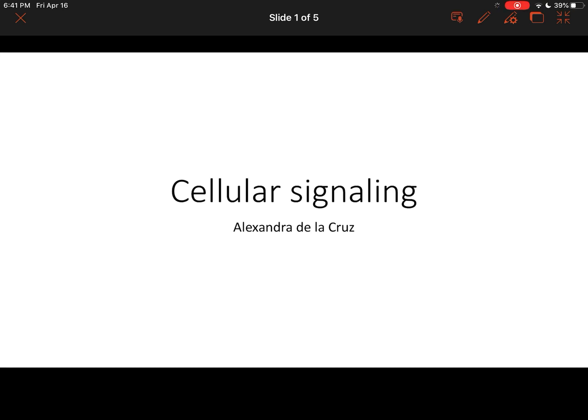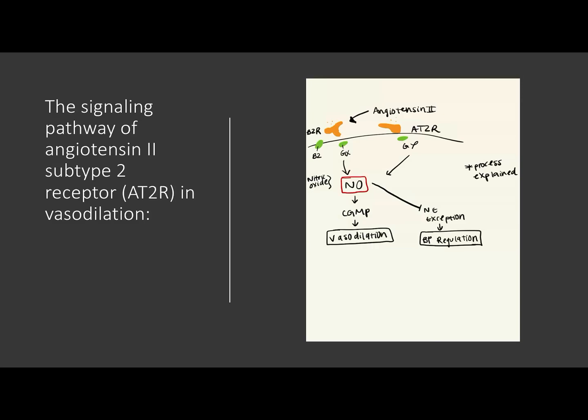My name is Alexandra de la Cruz, and the goal of this presentation is to learn more in depth about cellular signaling pathways and the angiotensin II subtype 2 receptor and its role in cardiovascular physiology. So starting with this image here, this is the signaling pathway of the angiotensin II subtype 2 receptor, also known as AT2R for short, and this is the pathway in vasodilation. So I will discuss what's happening here.